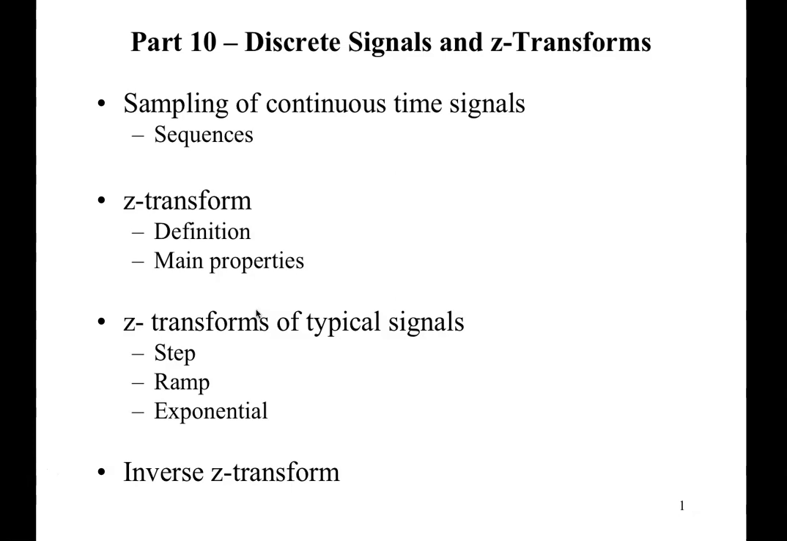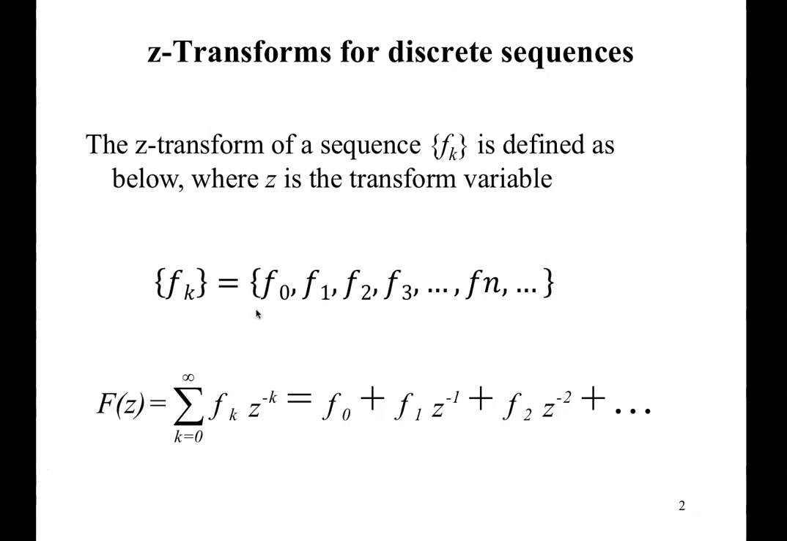So if you have, for example, a sequence f(k), say we have a continuous time signal, we took a sampling process of that signal, we end up with a sequence. So the sequence will have elements f0, f1, f2, f3, and so on. It goes on because time tends to infinity, therefore the sequence will have an infinite number of components.